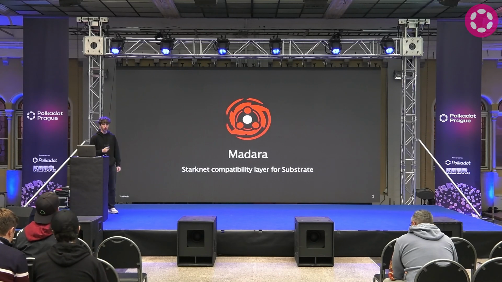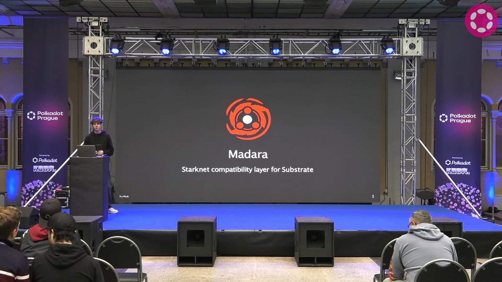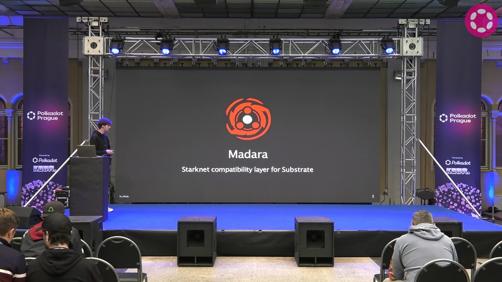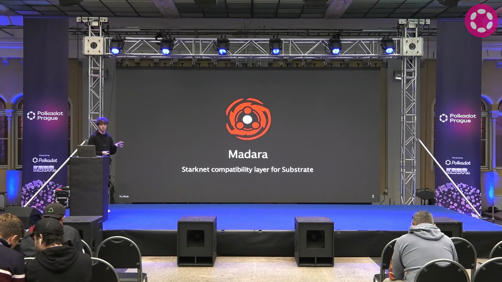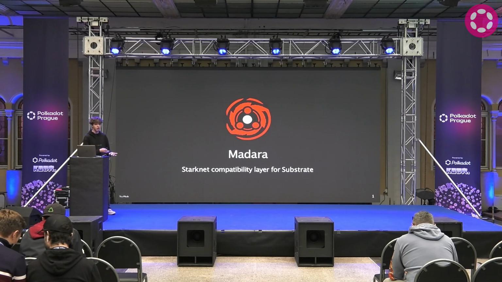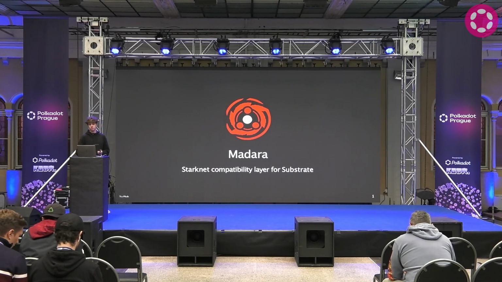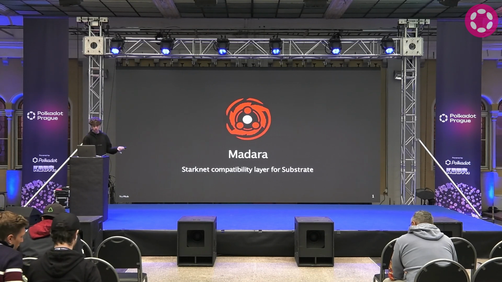Today I'm going to talk about something a bit more special than anything you might have seen during this conference. We're going to talk about a pretty cool project we've been building in the StarkNet ecosystem, which is a StarkNet compatibility layer for Substrate. So if you know what Frontier is doing for the EVM, we're pretty much doing the same, but for the Cairo VM, which is the VM that StarkNet is running on and that allows you to have provable programs. So let's dive into it.